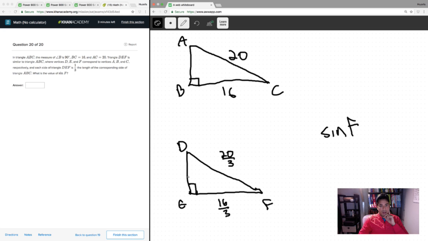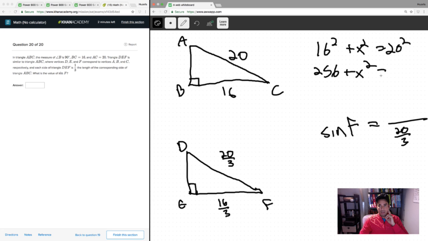Sine of F is going to be opposite, which is this value, which we don't know, over hypotenuse, which is 20/3. So we've got to figure out this value here. We could just straight up use Pythagorean theorem here, or we could use it here and then divide by 3. I'm going to do it here because these are nicer numbers. So 16 squared plus x squared equals 20 squared. That's 256. I have that memorized. Plus x squared equals 400.